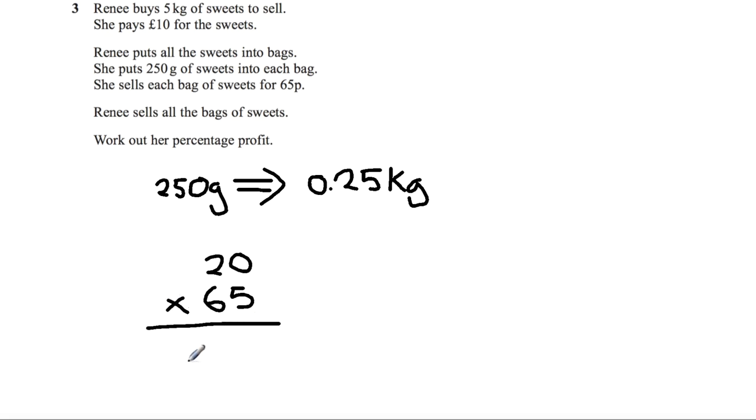So, just going to multiply that out. 5 times 0, 0. 5 times 2, 10. Put the placeholder here. 6 times 0, 0. 6 times 2 is 12. Now I'm just going to add them up together.